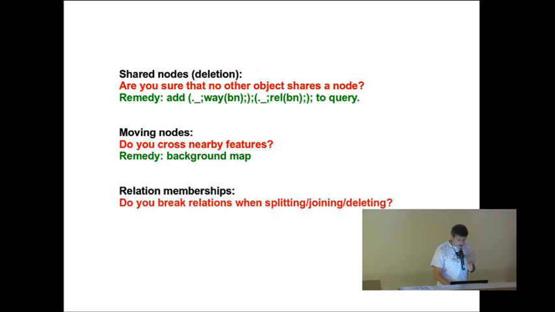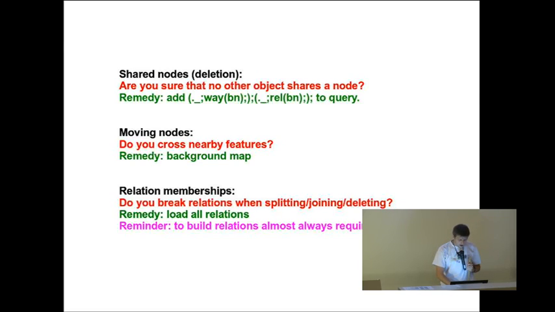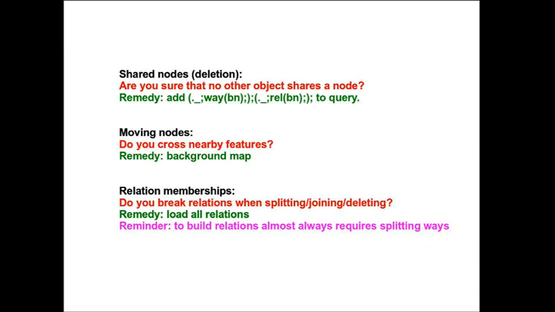And for relation memberships, do you break relations when splitting, joining, or deleting? Then as a remedy, you can load all relations in a similar way like this one here. It's just parentheses, dot underscore, semicolon, rel, backwards node, and backwards way. And I think there's a final one. Oh, it's just reminding me that if I want to edit relations, it's almost inevitable that you will have to split ways.